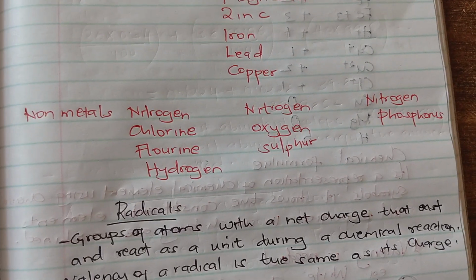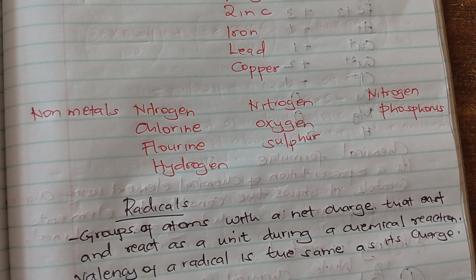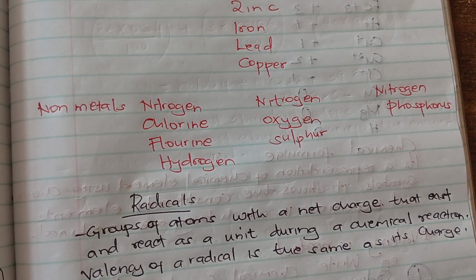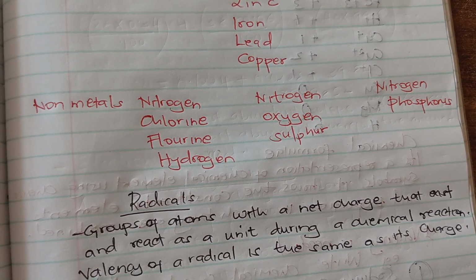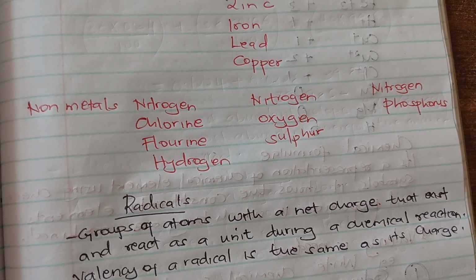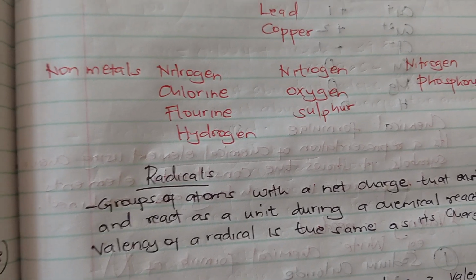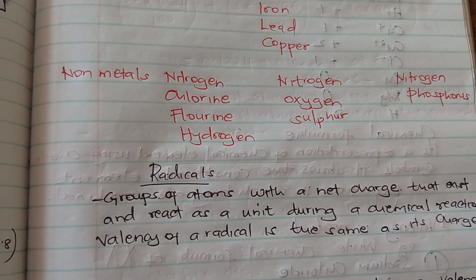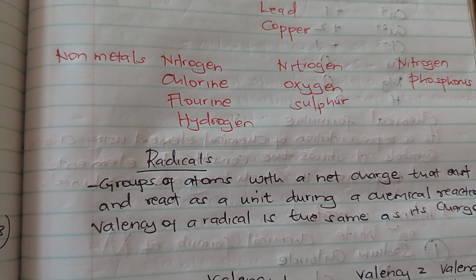For nonmetals, we have the ones in valency 1: chlorine, fluorine, hydrogen. All of them gain 1 electron in the outermost energy level. For example, chlorine gains 1, fluorine gains 1, hydrogen also has 1 electron in its outermost energy level, so it gains 1 to achieve 2 electrons to become stable. Oxygen and sulfur have valency 2, and then nitrogen and phosphorus have valency 3.